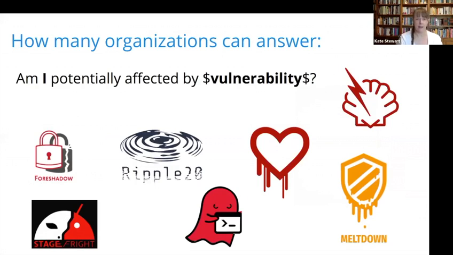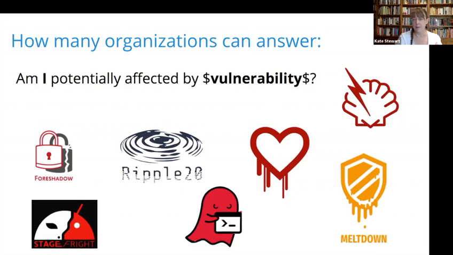Now, the challenge these days is how many organizations can actually answer, am I affected by this vulnerability, be it Shellshock, Heartbleed, Meltdown, Ripple20, etc. These vulnerabilities are happening across the industry. And in order for us to understand what's there, we really need to know what's in the software and what we're running on the systems.